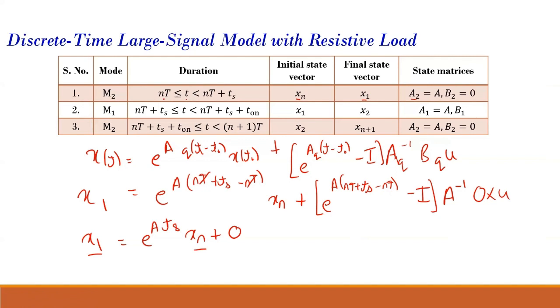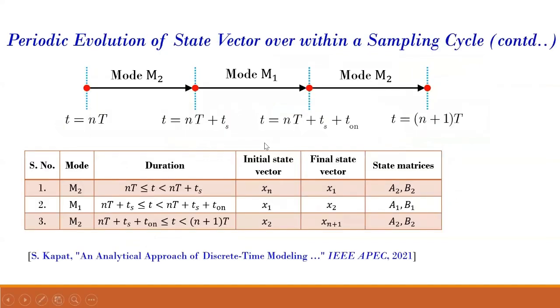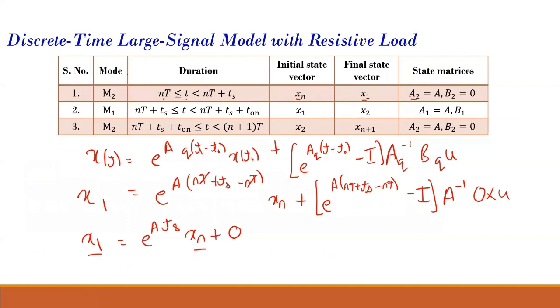Okay, so now I will proceed to the next thing, and hopefully that will help you to understand it further. This part I have shown is for this mode, for this time, when the state is evolving from xn to x1. I have substituted those values in this equation and I get it to be of this form. Now I will go to the next mode.